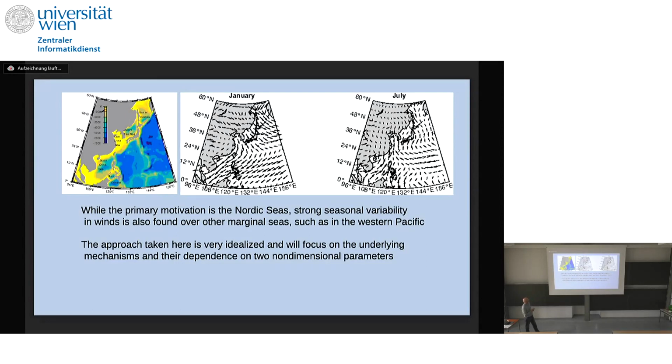This is an example. This is the west coast of the Pacific Ocean: South China Sea, East China Sea, Japan Sea, Sea of Okhotsk. These are the winds in January and the winds in July. And the monsoon winds have enormous changes in strength and direction and curl. So these marginal seas are subject to very strong seasonal wind forcing as well. I'm not going to address them here, but that sort of motivates that this is a more general problem than what I'm looking at in the Nordic Seas.